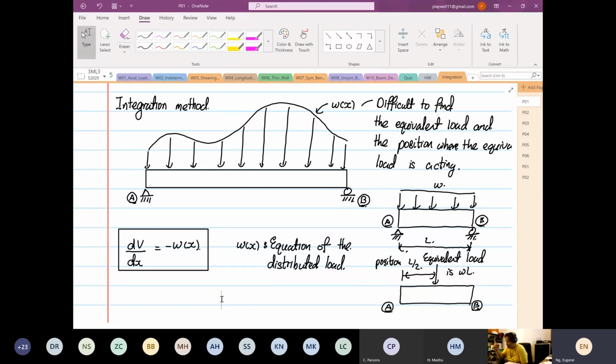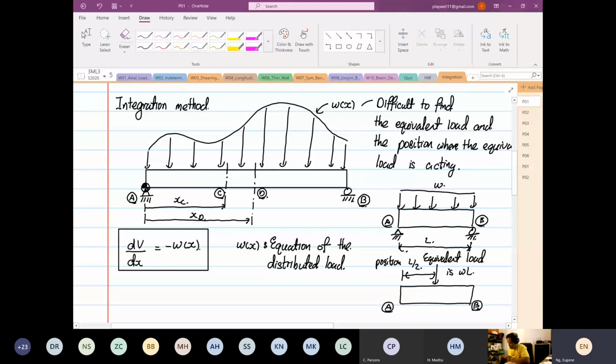So if I'm going to pick 2 points now, this is our point C. And over here, this is our point D. Again, the basic principle is still the same. The datum is still on the left-hand side. So the distance from here to here is x at point C. And then the distance from here to here is x at point D, right?